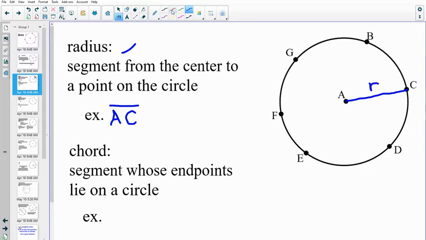Something that we haven't seen, and I'll do this in red, is a chord. A chord is a segment that goes from one point on a circle to another point that is on that circle.